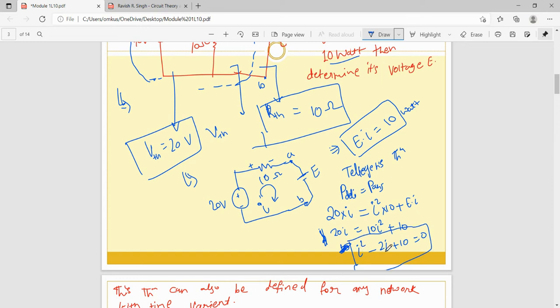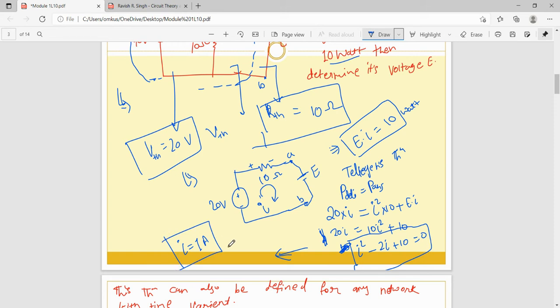Okay. When I divided by 10, you will get I square minus 2I plus 10 equal to 0. Now when you solve this equation, you will get I equal to 1 ampere, right? I equal to 1 ampere.